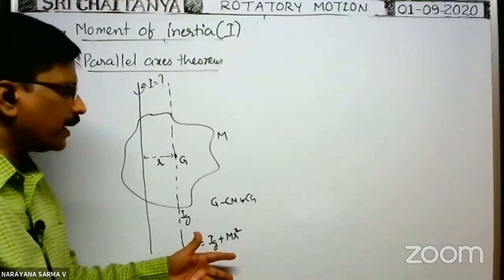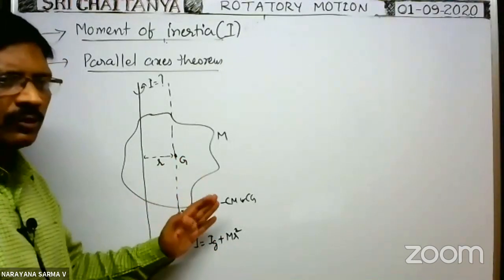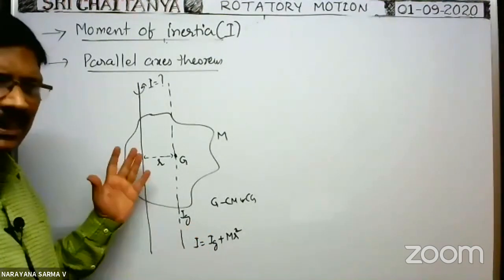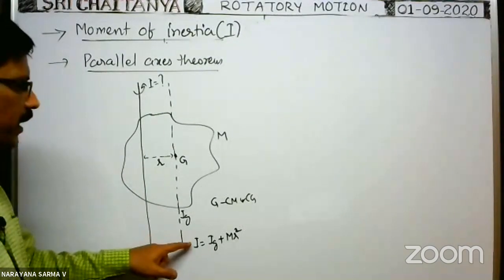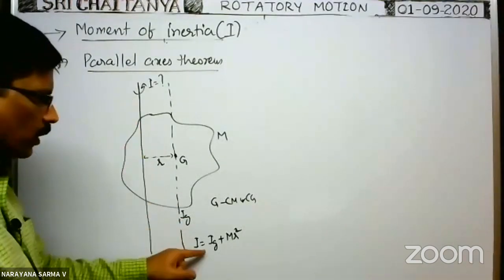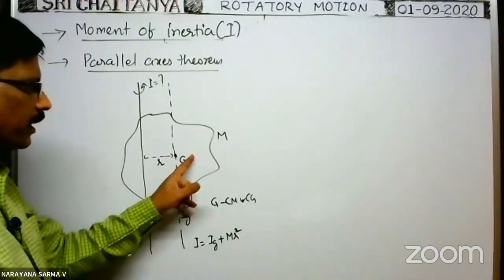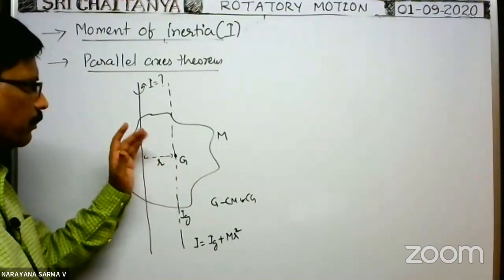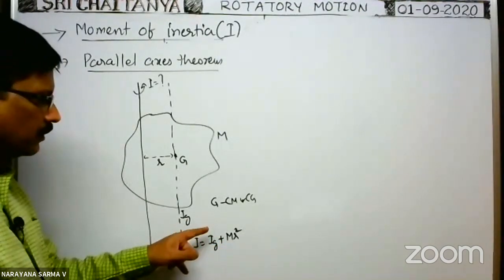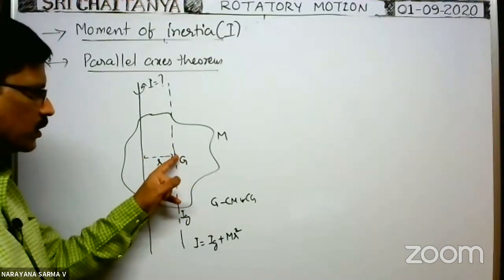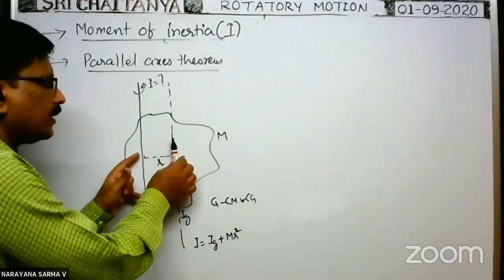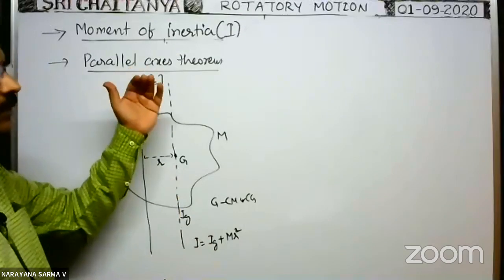If you read this formula as a sentence, that gives the statement of the parallel axis theorem. How can we read this equation as a sentence? I is the moment of inertia of the rigid body about the given axis, which is equal to the moment of inertia of the same rigid body about an axis passing through the center of mass and parallel to the given axis, plus the product of the mass of the body and the square of the perpendicular distance between the two parallel axes. This is the statement of the parallel axis theorem.